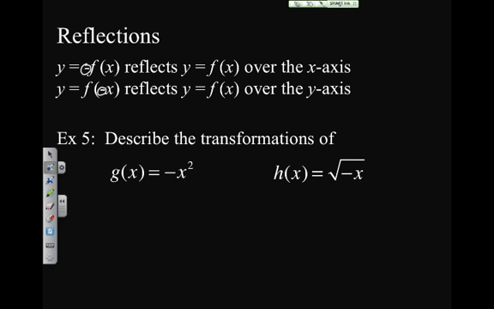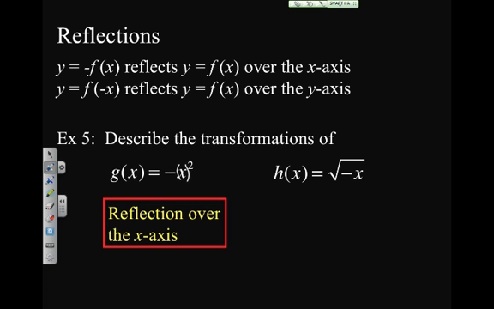So in example 5 here, we're describing the transformations. G of x equals negative x squared. Notice the negative is not squared. Okay? That negative is not squared, so that is not affecting the x, that's affecting the y value. It's going to be a reflection over the x-axis, because it's flipping from top to bottom.